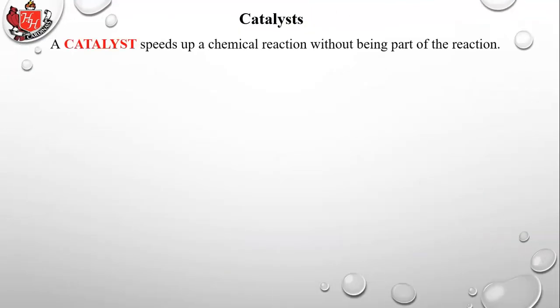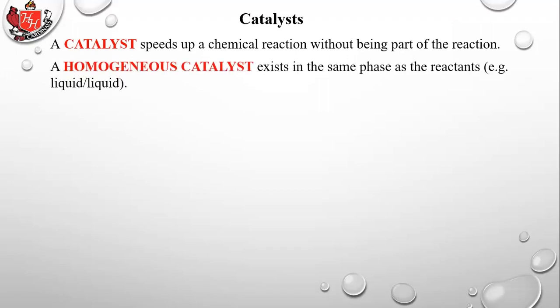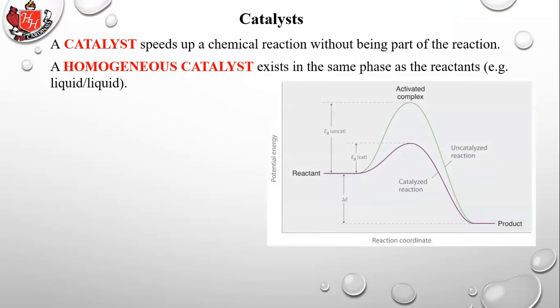A catalyst speeds up a chemical reaction without being part of the reaction. A homogeneous catalyst exists in the same phase as the reactants, for example liquid-liquid or gas-gas. So there you see an energy diagram. The energy level of the reactants is on the left, and then it goes up over the energy hill and comes down to the energy level of the products, which is lower in this case. So that would be an exothermic reaction because it released energy to go from the higher energy of the reactants to the lower energy of the products.